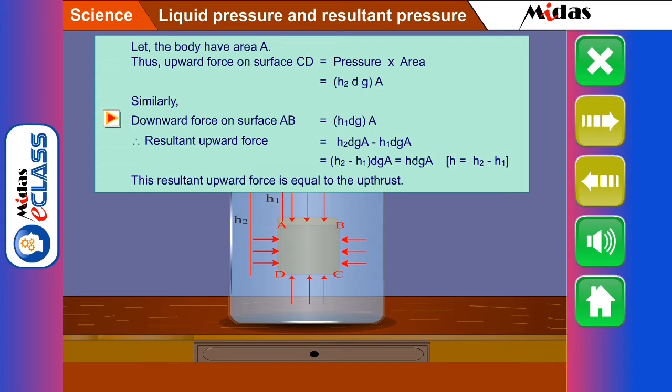Similarly, the downward force on surface AB is equal to H1 into d into g into A. Therefore, the resultant upward force is equal to H2 dgA minus H1 dgA. Now, let us take d, g and A common from this relation, and we get the resultant upward force as equal to (H2 minus H1) dgA, which is equal to h dgA, since h is equal to H2 minus H1.